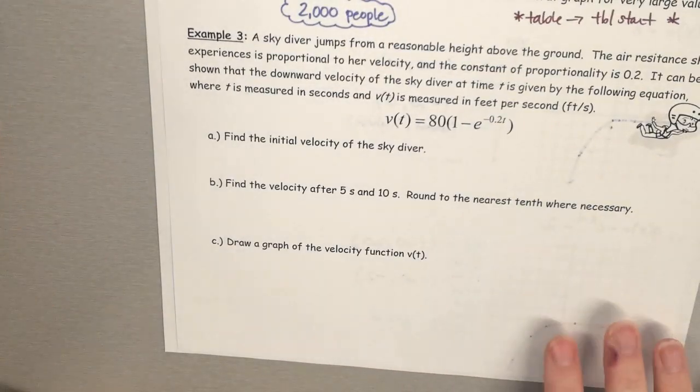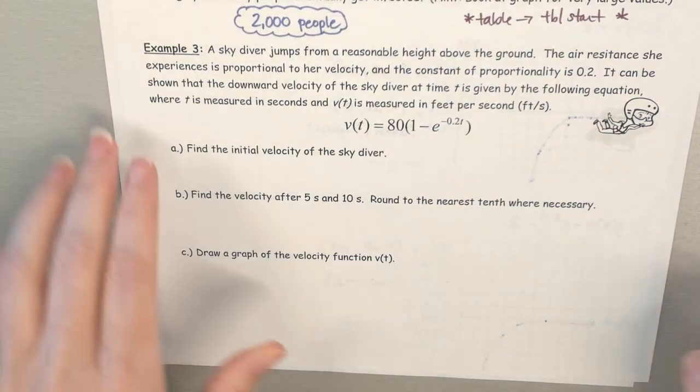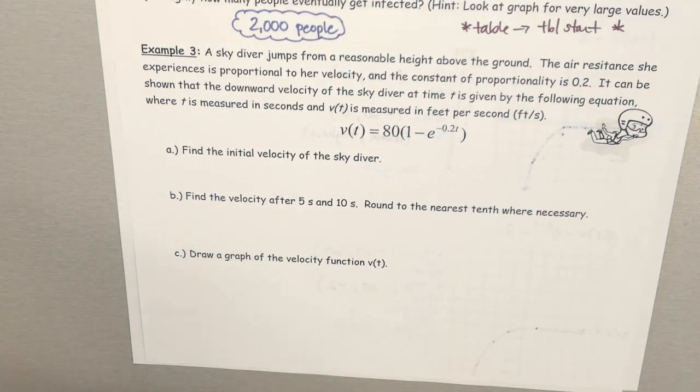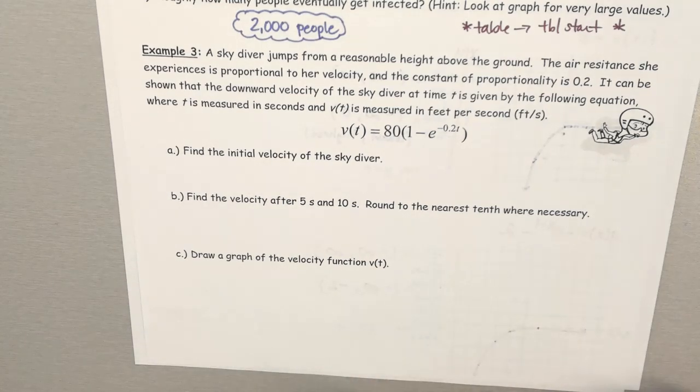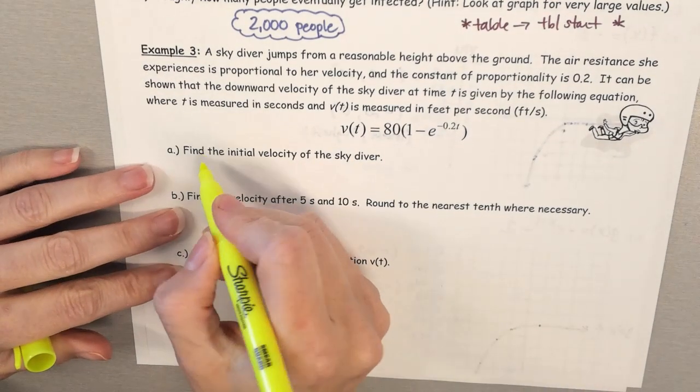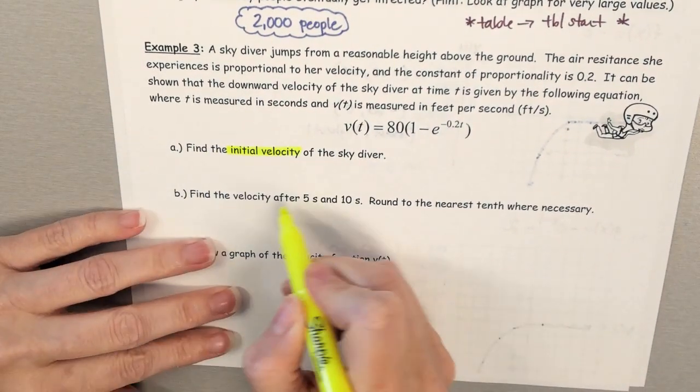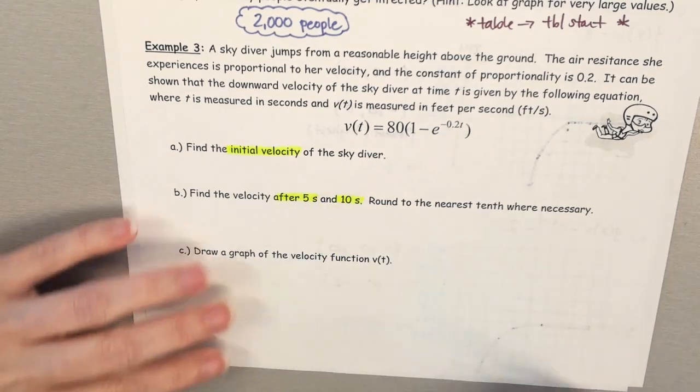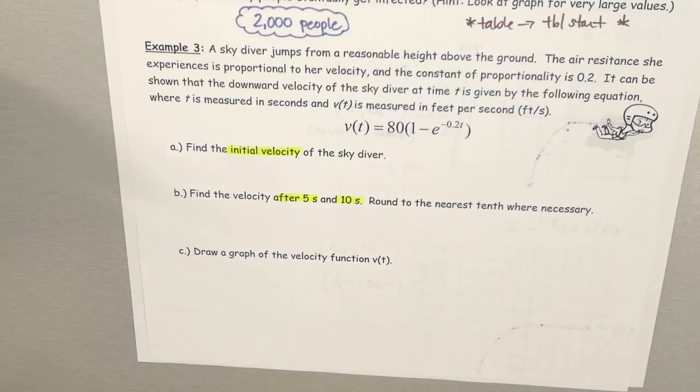All right, so for example 3, we have a skydiver, very brave person. The air resistance she experiences is proportional to her velocity, and the constant of proportionality is 0.2. It can be shown that the downward velocity of the skydiver at a time t is given by the following equation, where t is measured in seconds and v of t is measured in feet per second. So what we're going to do is find the initial velocity of the skydiver. And then you can see in part B, we're going to find it after 5 seconds and 10 seconds. So if we want to use the table, we can absolutely do that.